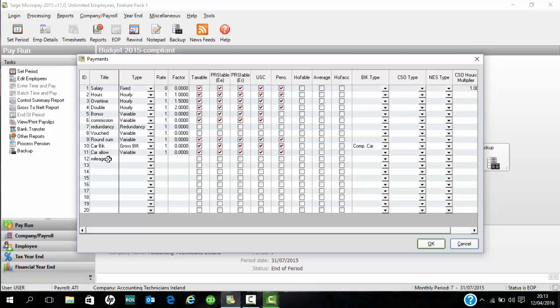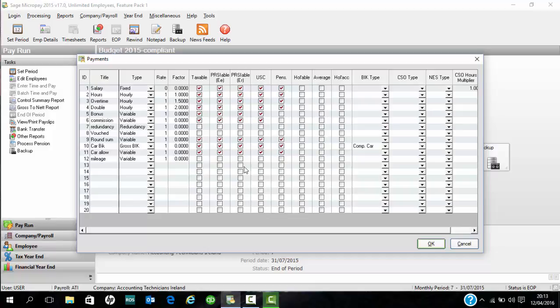Right, okay, and what we're talking about here now is mileage under the civil service rates. Okay, same story, variable because mileage is going to change, and as long as you comply with all the rules of the civil service scheme, then it remains clear that it is not taxable.